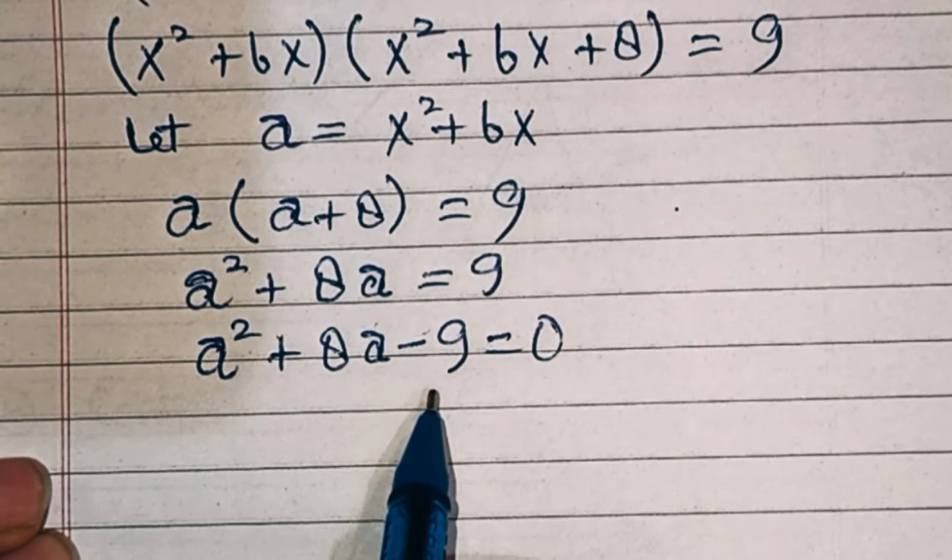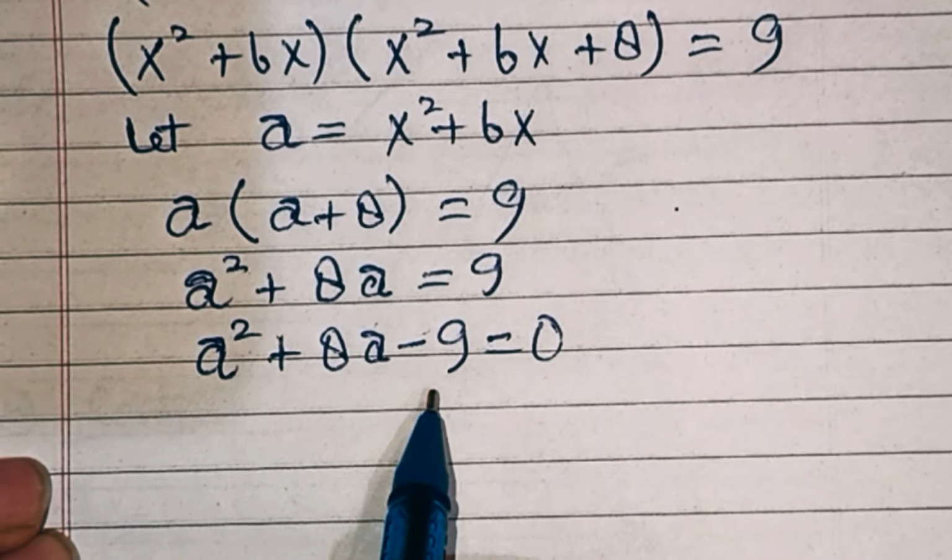So this implies that we have two solutions, that is either a plus 9 equals 0 or this a minus 1 equals 0. From here, we can write this as this a is equal to negative 9. And from here, this a is equal to 1. Now let's recall value of a is x square plus 6x. Let us substitute this value. So we can write this as x square plus 6x equals minus 9. And from here, this is x square plus 6x equals 1.